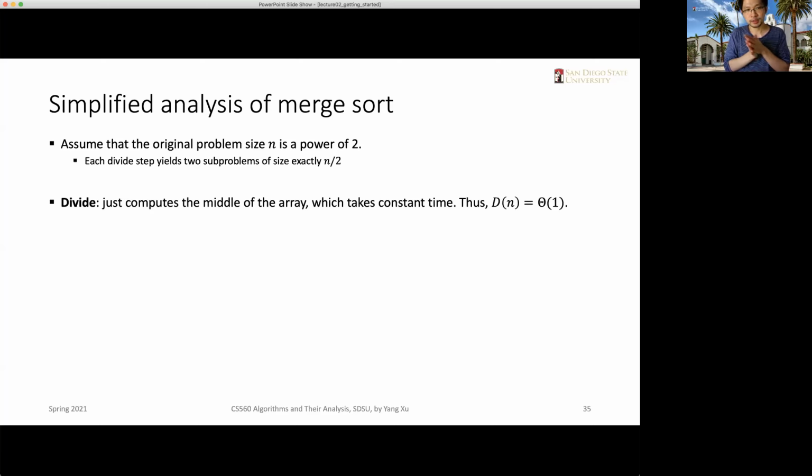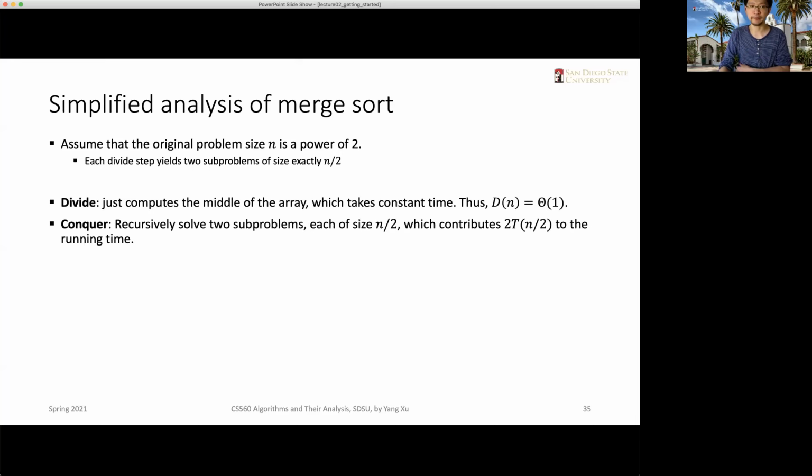And because the dividing step is just to compute the midpoint, it's just to compute the index q, and q is p plus r divided by 2. That is a primitive computation, which only takes a constant amount of time. Okay, and the conquer step, where the recursive calls happen.